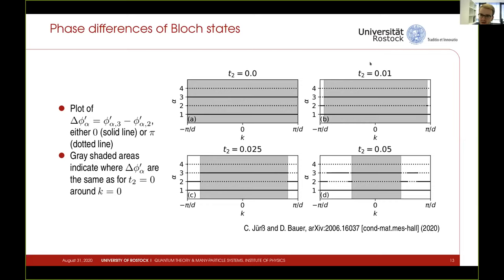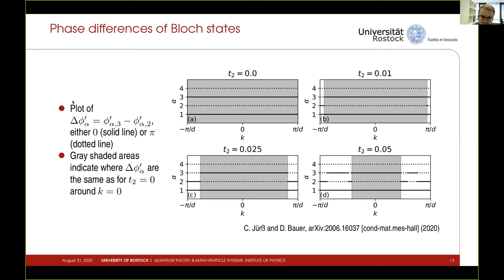If you then increase your next nearest neighbor hopping, at some certain point at least one of these phase differences flips, and this is shown by this gray area here, which indicates a point where the phase flips for the first time around k equals zero. And you see, if you increase your T2, this gray shaded area, where everything is the same as for T2 equals zero, decreases towards k equals zero here.